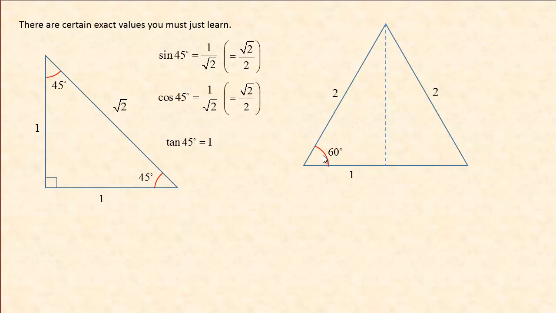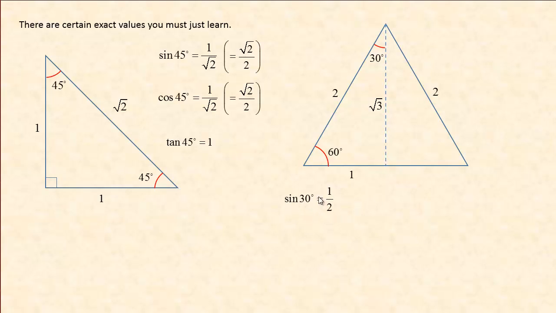This is 60 degrees because it's one of the angles of the original equilateral triangle. This is 30 degrees because we cut this angle in half. And of course it's right-angled here. Using Pythagoras' theorem, this side would be root 3 in length. So that's the square root of 4 take away 1.